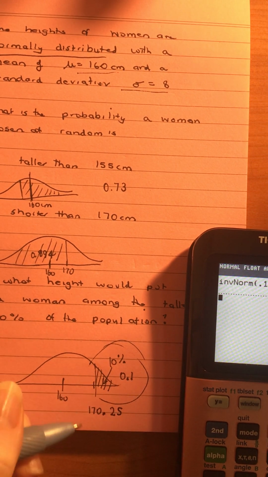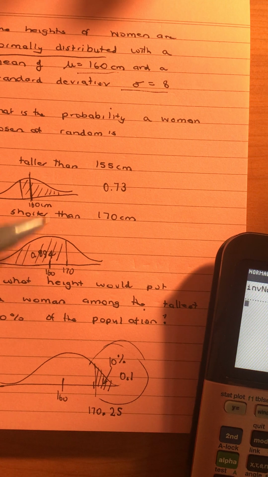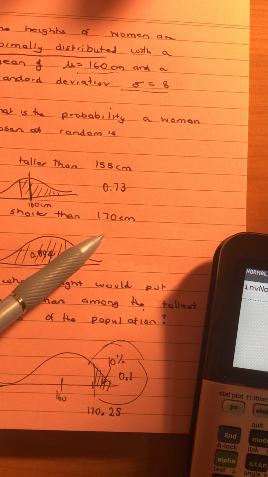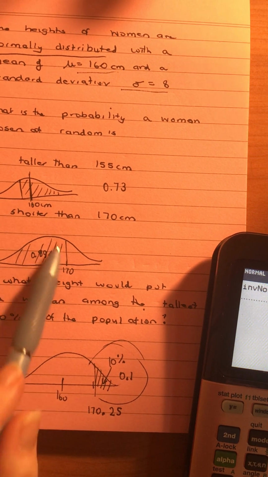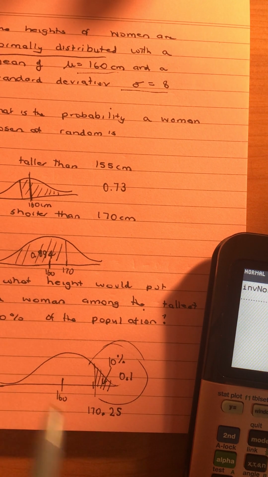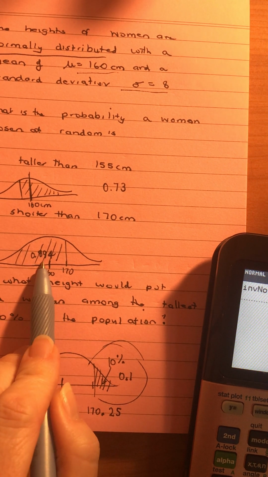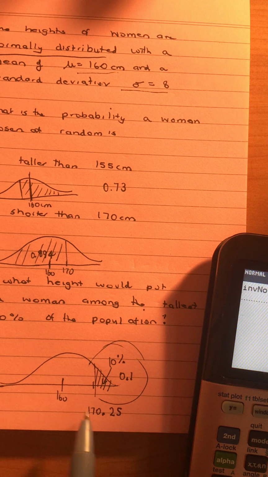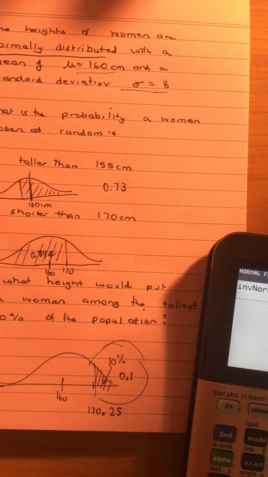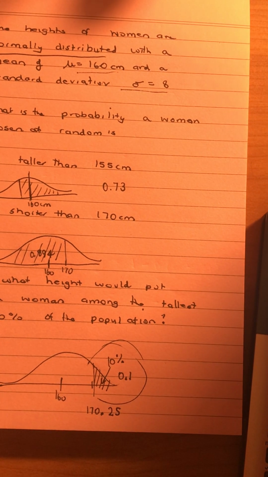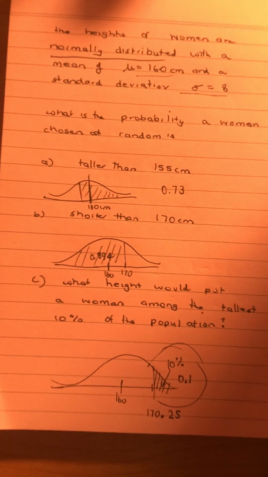Now looking back at our previous answer here, when we had shorter than 170, we could see that that was 0.894. So it makes sense that that's almost 90%, that the 10% would be just a little bit more than the 170 that we worked out back there. Hopefully that helps you with your normal distribution questions.